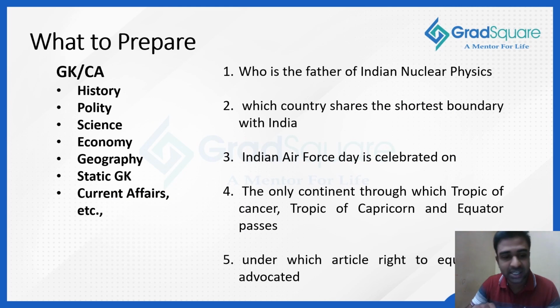Regarding the GK section, you can expect subject-based questions from history, polity, science, economy, geography, and static GK questions like names of national parks, names of airports, chronological order of historical events, and science-based questions like vitamin deficiency and its related disease, and polity-based questions like the article related to right to equality. These kinds of questions will be given to you in paper 3, and this forms the major part of paper 3 of CUET general test.